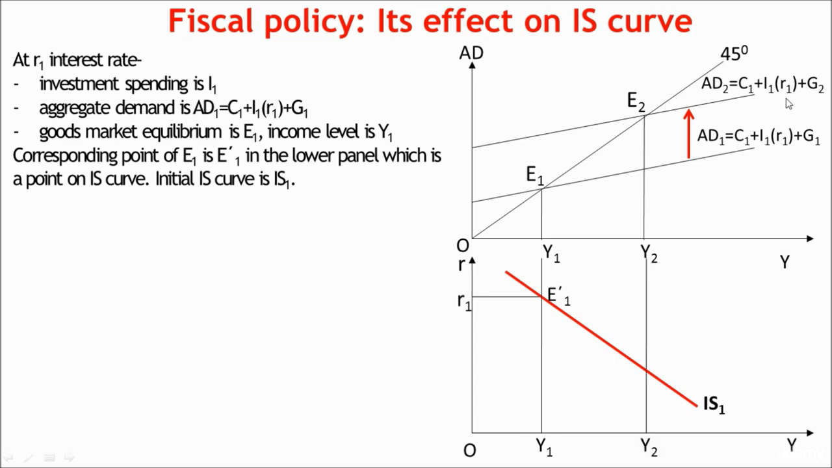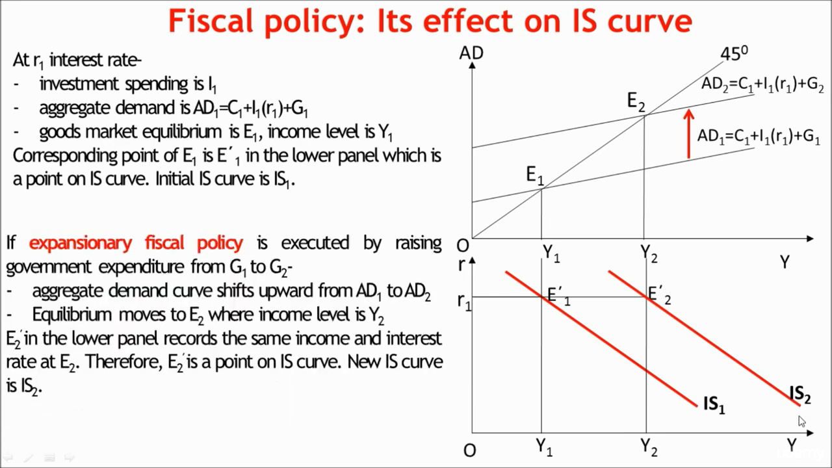In the lower panel, Y2 income level for R1 interest rate is shown by point E2 prime, which is another point of IS curve as it shows the combination between interest rate and income level and a representative point of goods market equilibrium point E2. New IS curve passes through point E2 prime, which is IS2.